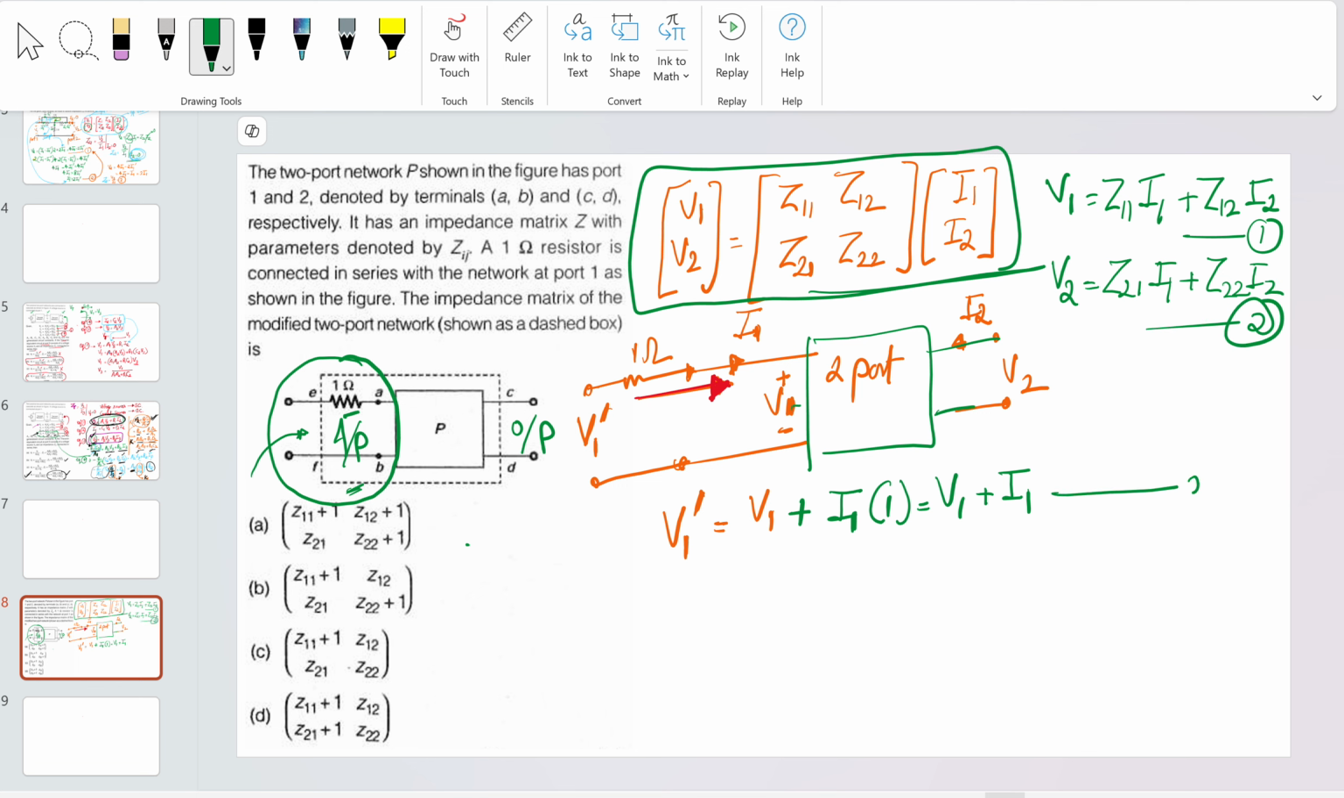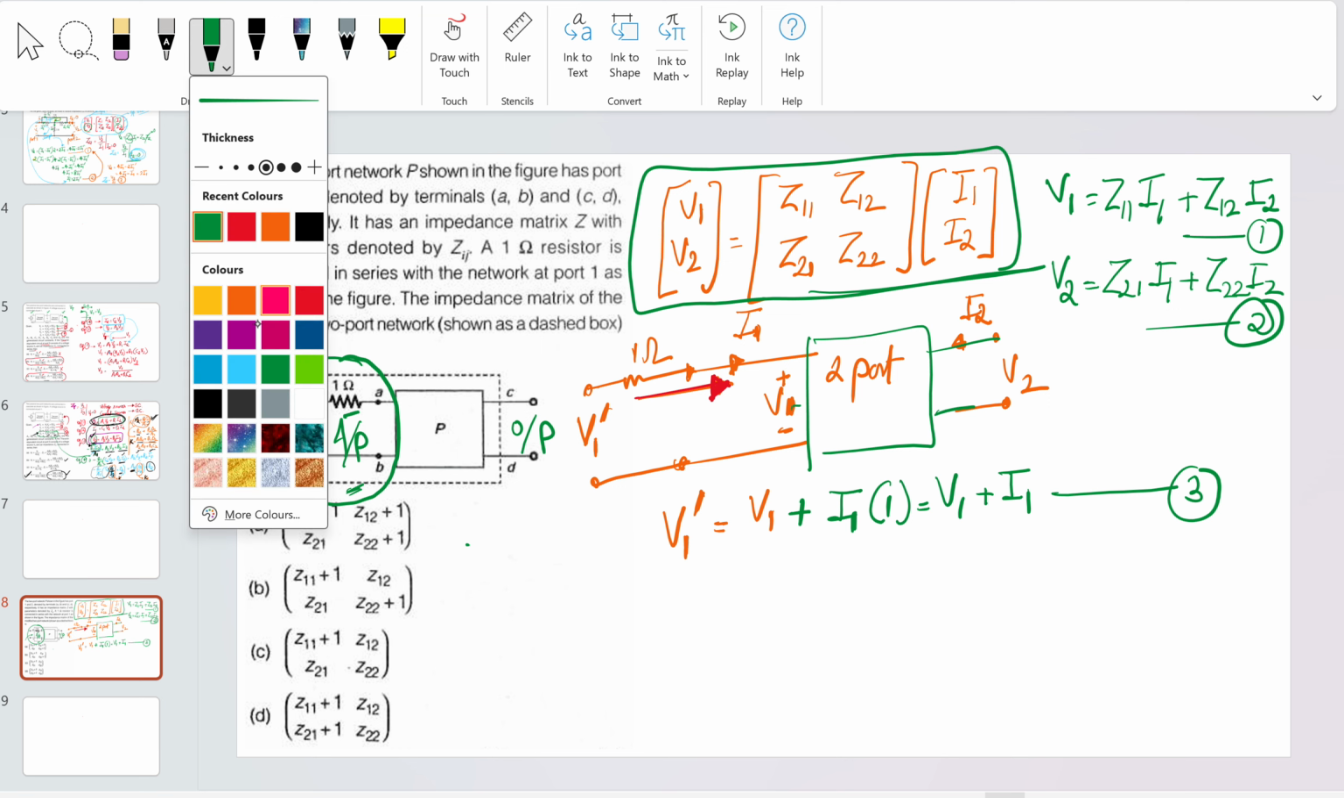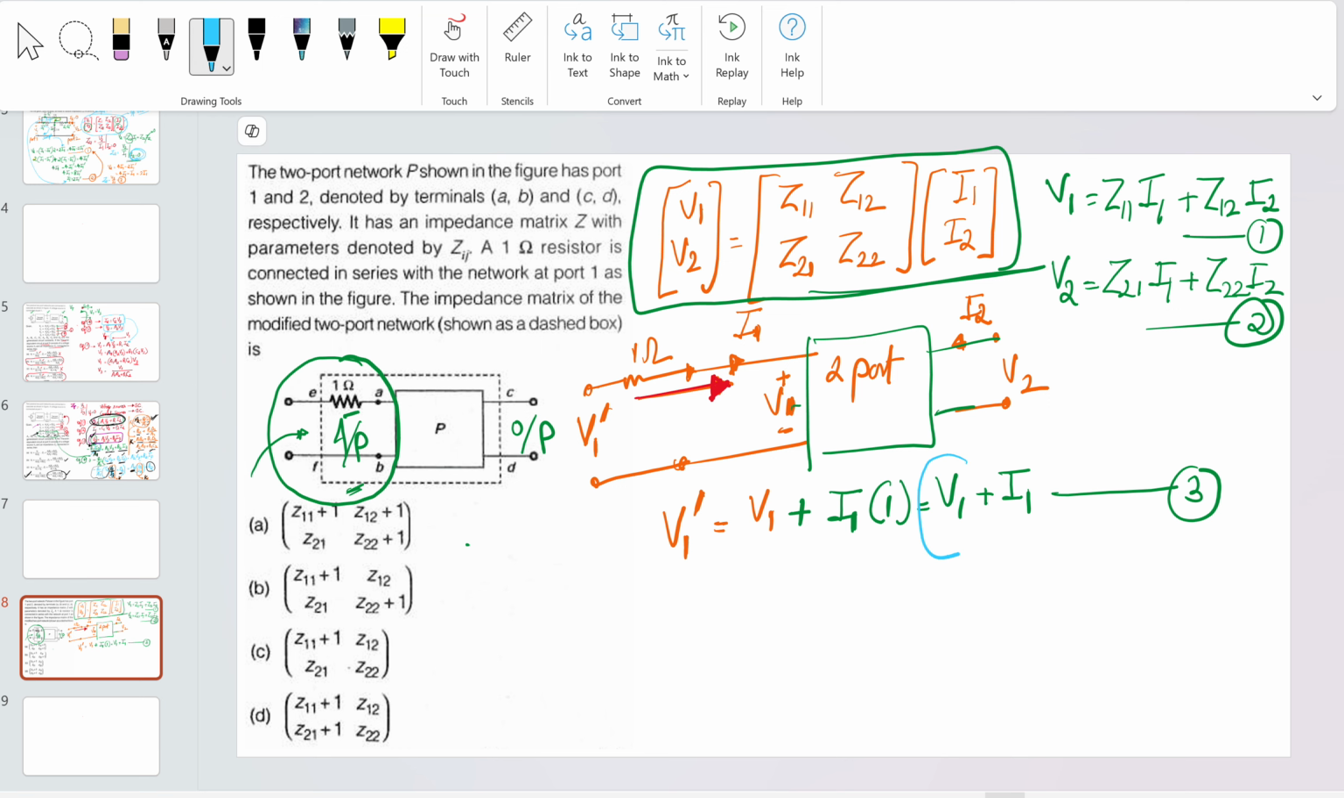And the third equation is the one we have got here. V1 dash is the new term. So what we want to find is the value in terms of V1 dash. That's why we will get the overall picture. Why? Because now the new matrix will be formed like this: V1 dash, V2 is equal to Z new times V2, I2, because V2 and I2 will not be affected. They are the same parameters, but only the V1 term will be affected.